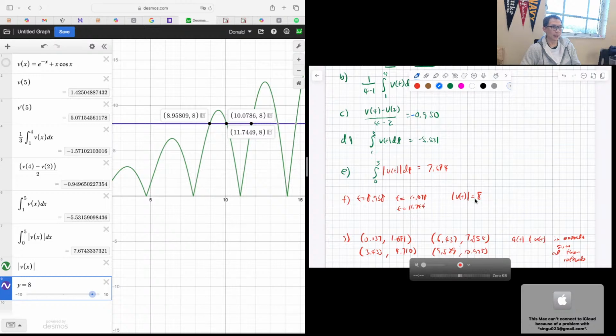Yes, it's fine, because that's the definition of absolute value. You can equal plus a and negative a. But it's preferred to write down absolute value of v(t) is equal to 8. Okay, thank you.